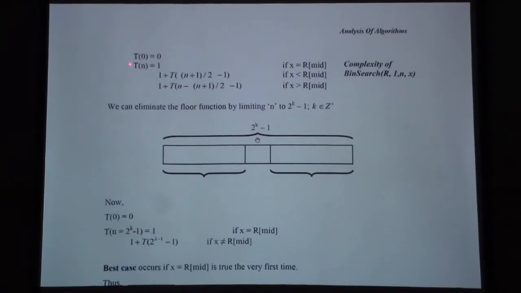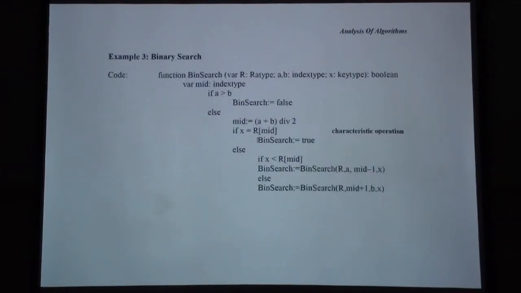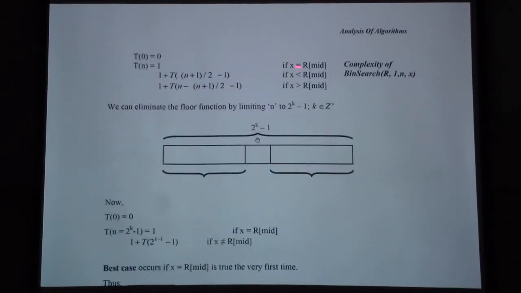T of n, when n is not equal to 0, when it's a bigger value, is going to equal 1 if it's a match. Because think about it. Let's say I have 1,000,000 elements. Calculate the middle. Find the middle element. If it's a match, you only did one comparison, you're done. So t of n is equal to 1 if it's a match. But if it's not a match, it's going to be compare and then go deeper. Left side or right side.